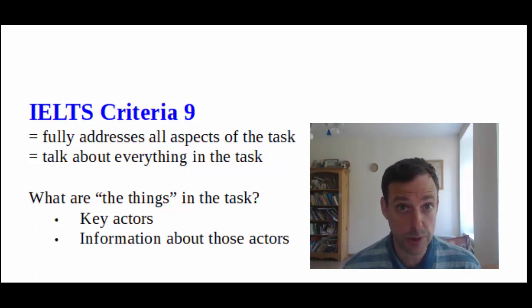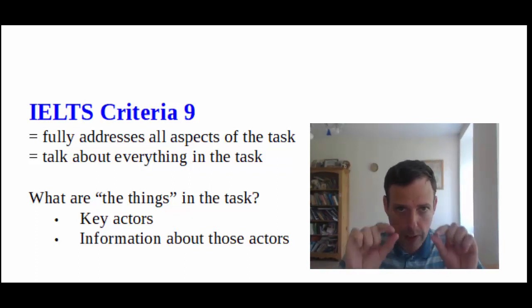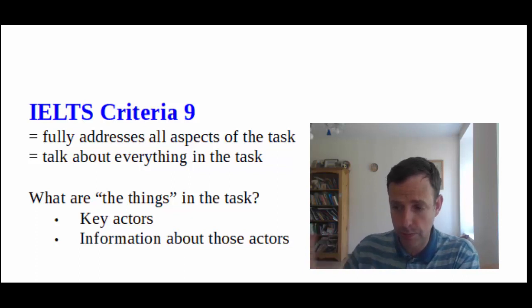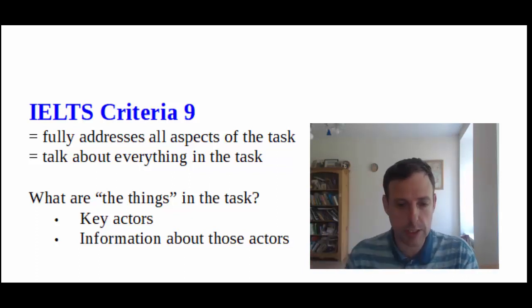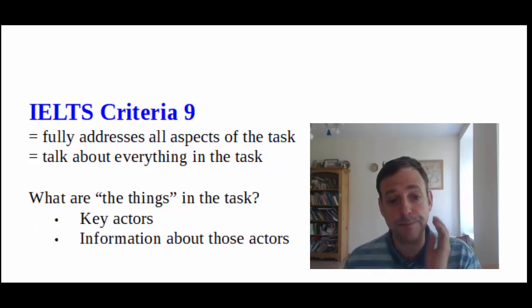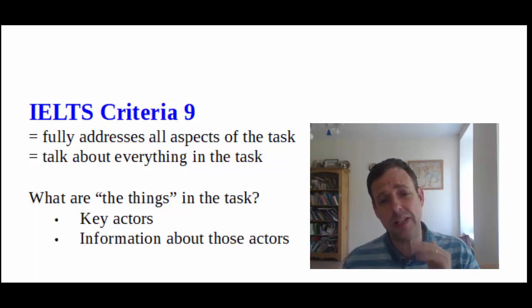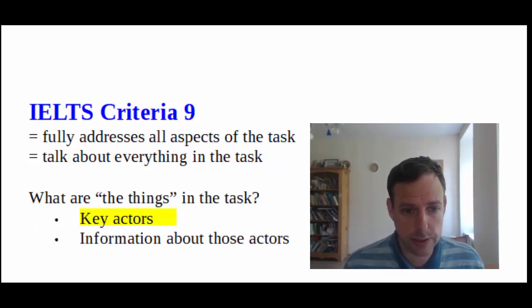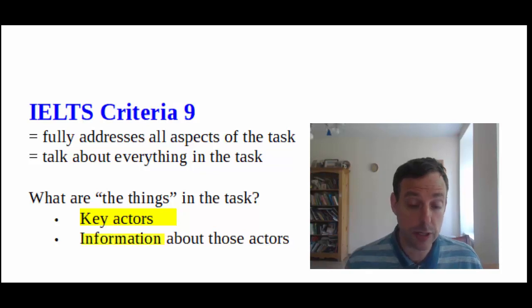We're going to look at the first step, and this really is probably the most important step, of finding the specific things in the task, because even if you have wonderful ideas and you support them very well, if it's not about what's in the task, then your task achievement, how you answer the question, mark goes down. So how can we find these things in the task? From my experience, it's best to look for key actors in the task and then find information about those actors.